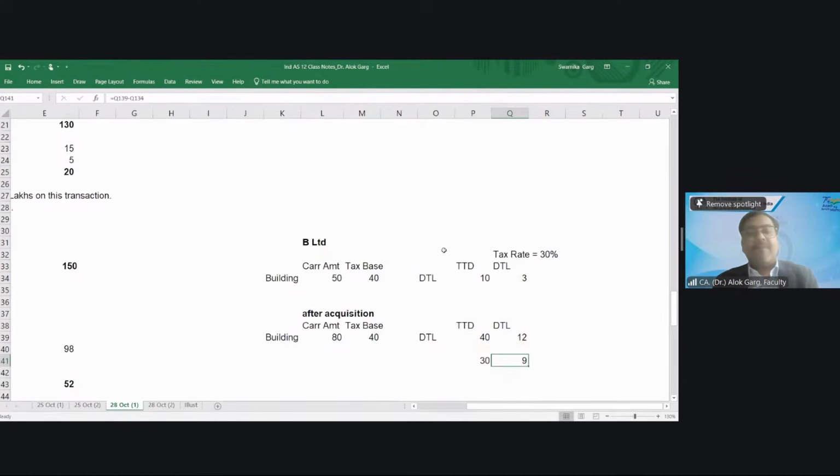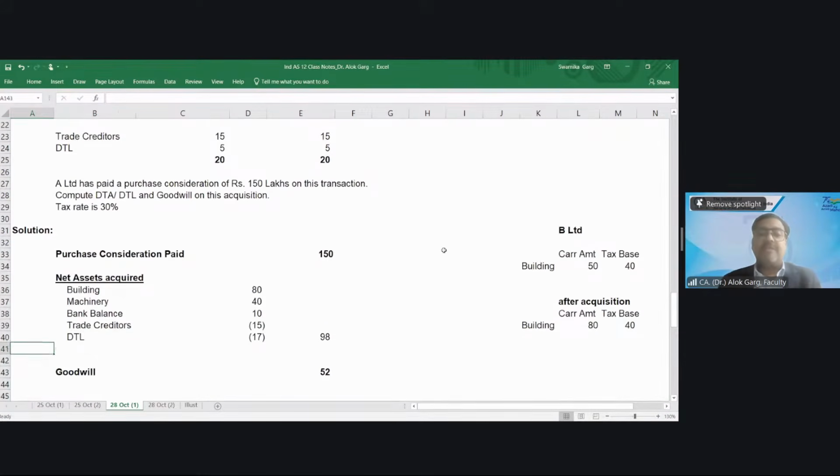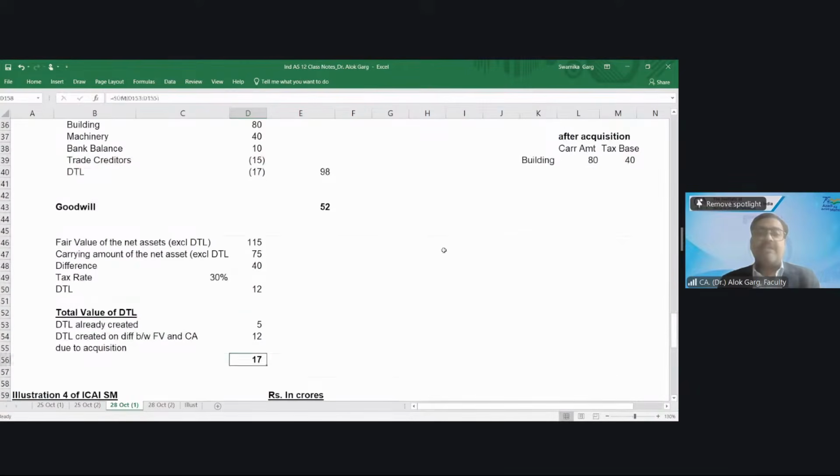So basically, whenever there is a fair valuation of the net assets versus the carrying amount of the net assets of the acquiree, on those temporary differences multiplied by the tax rate, your additional DTA and DTL will come, right? On the fair valuation of the net assets acquired. So in this case, my DTL will be how much? My DTL will be 17. How has this 17 come?